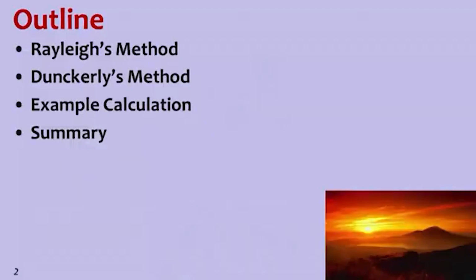So, we will discuss two techniques in this class for finding the approximate natural frequency of a multi-degree of freedom system: Rayleigh's method and Dunkerley's method. We will solve one example problem in each method and find out how approximate these methods are compared to the natural frequency of the structure. First, let us discuss Rayleigh's method.